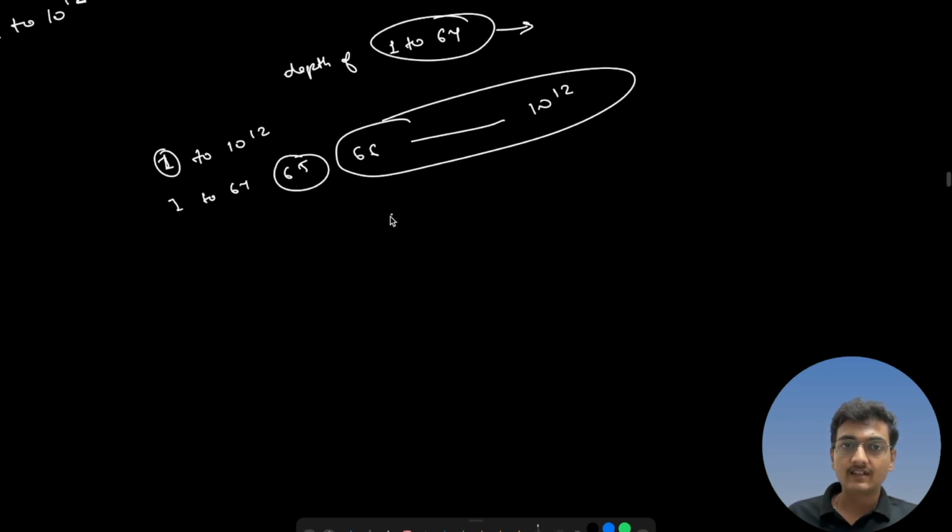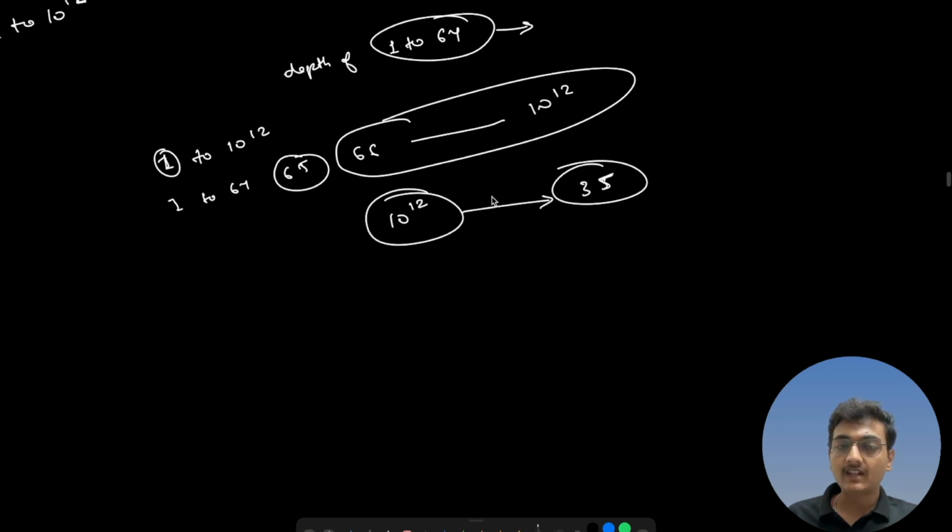So let's say I am at a very large number, 10 to the power 12, and if I can get 35 out of it, 35 bits set, how much depth have I used? I have used one depth. And how much depth is remaining here that I need to calculate? I think that is k minus 1, right?